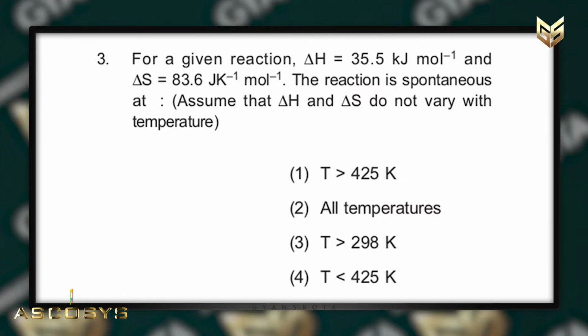Question number 3 is on your screen. For a given reaction, delta H equal to 30.5 kilojoule per mole and delta S is equal to 83.6 joule per Kelvin per mole. The reaction is spontaneous at, assuming that delta H and delta S do not vary with temperature. Now we are moving to the solution part.